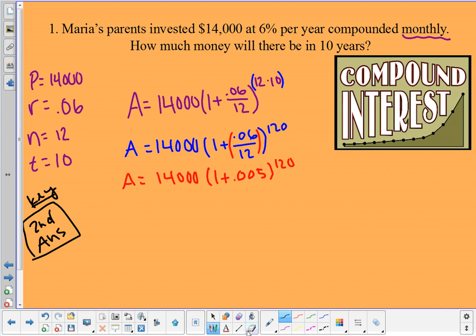So with the 0.005, the next thing I need to do is add those together. So all I'm going to do is just hit +1. I haven't cleared my calculator. I keep the 0.005 in there and I hit +1 and it looks like this. A is equal to 14,000 times 1.005 raised to the 120. Then I take the power.